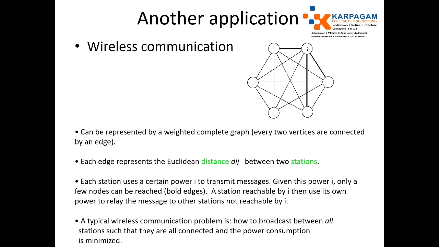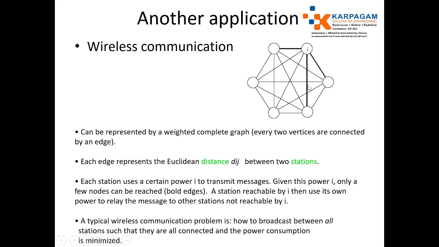Another application is wireless communication. It can be represented by a weighted complete graph, wherein every two vertices are connected by an edge. Each edge represents the Euclidean distance between the two stations. Each station uses a certain power I to transmit messages. Given this power I, only a few nodes can be reached.